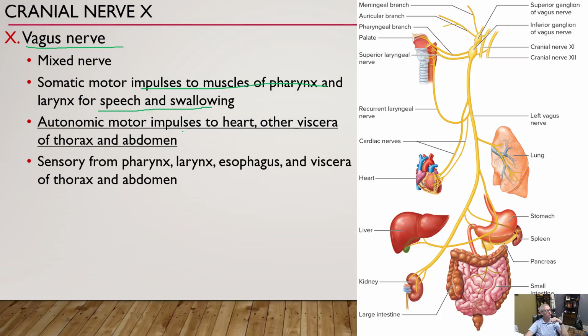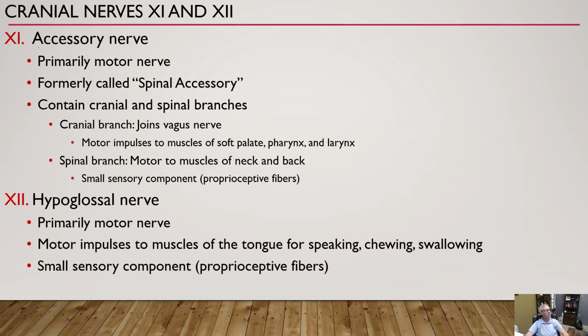Pharynx, speech, swallowing, impulses to your heart, visceral organs, thorax, abdomen; sensory for your throat, esophagus, visceral, thorax, abdomen. Accessory nerve, cranial nerve number 11, used to be called spinal accessory nerve, motor nerve.